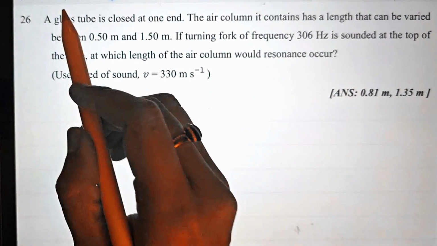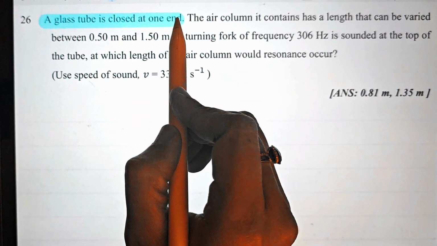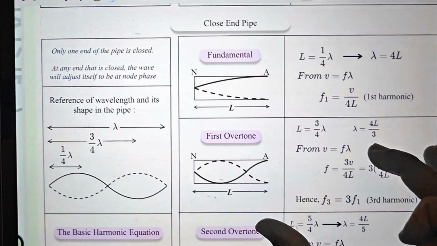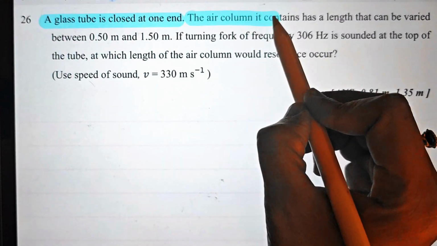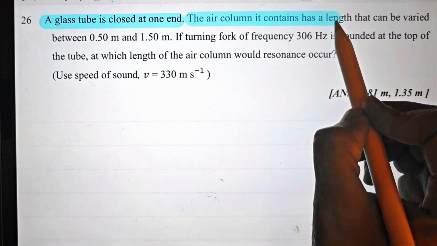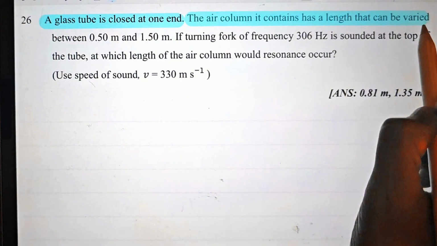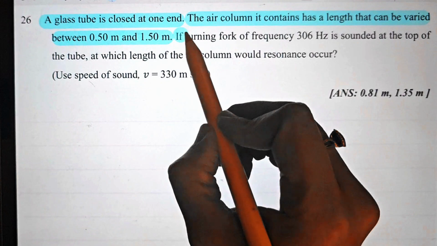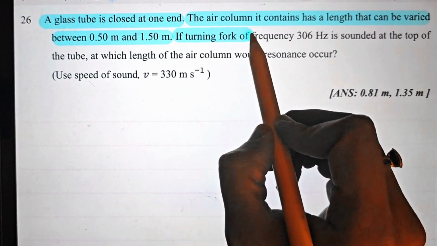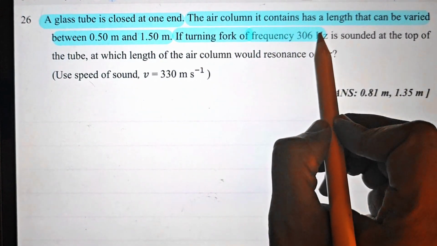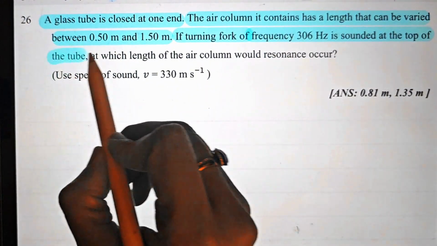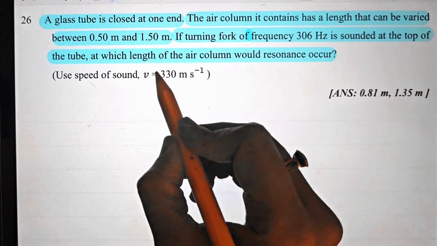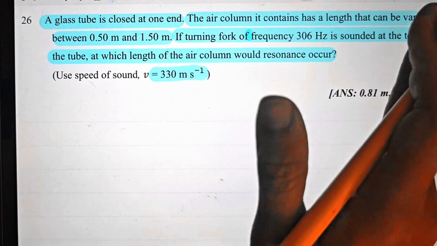Question number 26. A glass tube is closed at one end. We are going to refer to this part of the note. The air column has a length that can be varied between 0.5 meters and 1.5 meters. A tuning fork of frequency 306 Hz is sounded at the top of the tube. At which length of the air column would resonance occur? We're going to use the speed of sound 330.